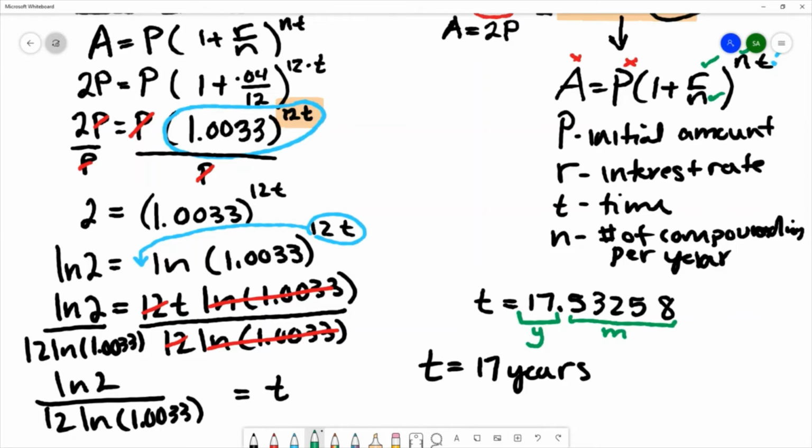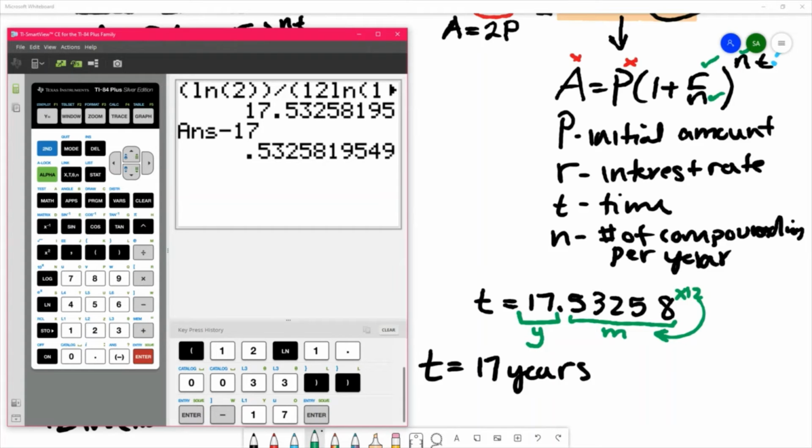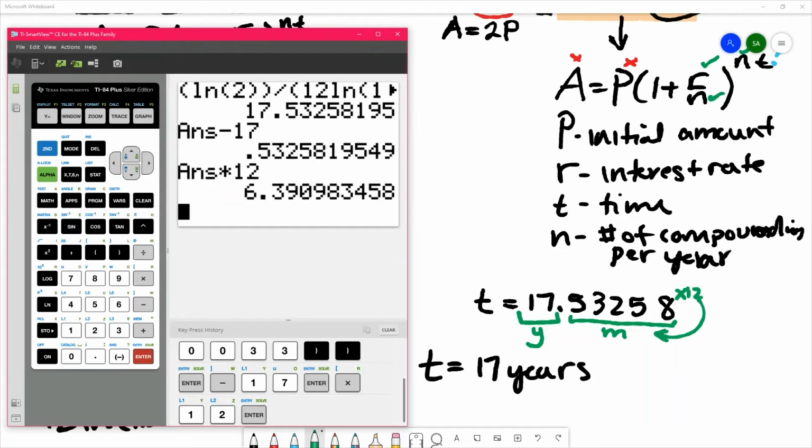We're going to take that decimal value and multiply it by 12, and that's going to give us how many months. So let's do that in the calculator. So I'm going to subtract off the 17 that's in the front, and we're left with all the decimals, and we're going to convert this to months. So we're going to multiply by 12. That gives me 6.39, or just 6 months. We're rounding down to 6 months.